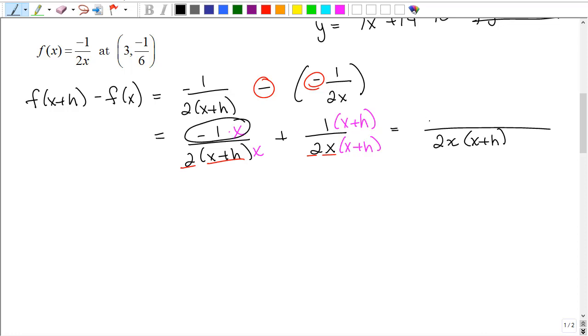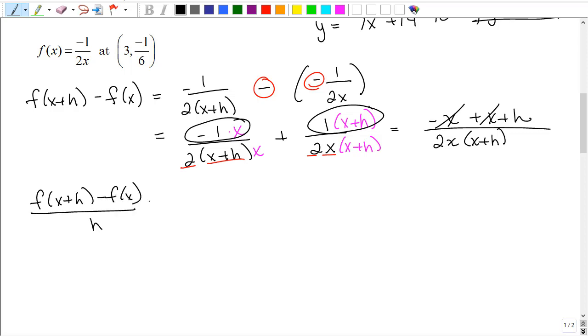So I multiply that together and I get -1x. Multiply this together and I get x plus h, and of course that adds out to 0. So the next part of finding the derivative is I have to take this and of course divide by h. So I have h over 2x times x plus h, but I have to divide by h. I'm writing it a little bit differently so you can see it.